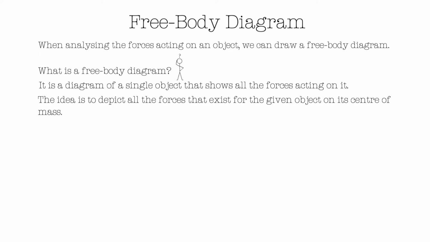Let's start by having a look at example 1, books on a table. Assuming that the mass is uniformly distributed, we can find and draw the center of mass, which will be in the middle of the books. This is shown by the green dot. Let's start by considering the vertical forces.